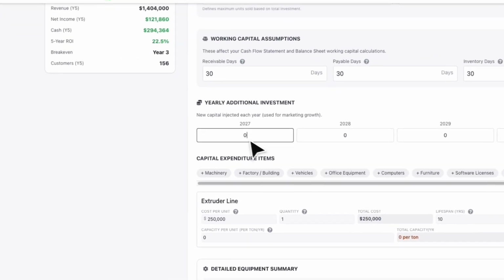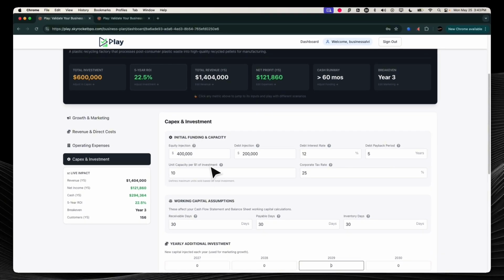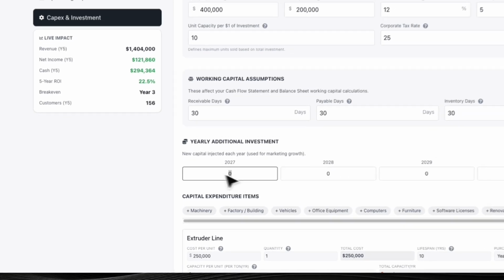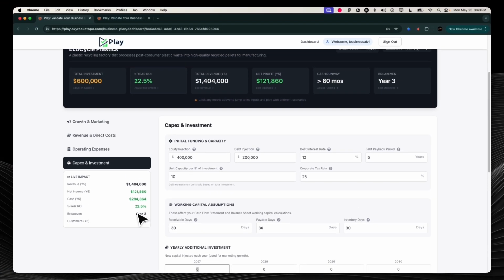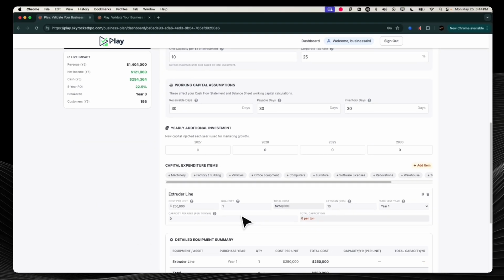Now, in here, we have the option for additional investment. Let's say you start during 2026, and you wish to add more funds during 2027. Let's say you add 500,000 during 2027. This will also have an impact on net profit and other factors, because as you invest more into the business, your potential to make more money increases, as you can build more capacity and sell to more customers. That's how the whole thing works.